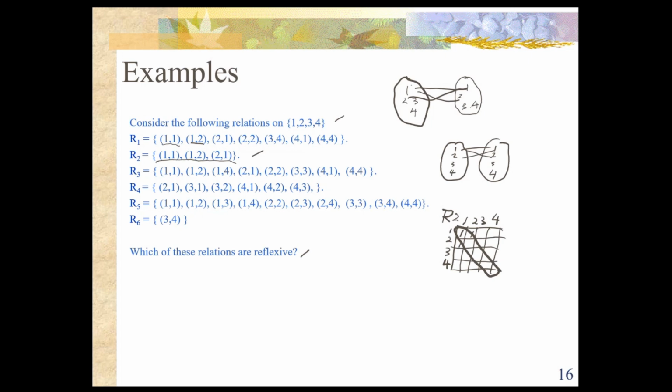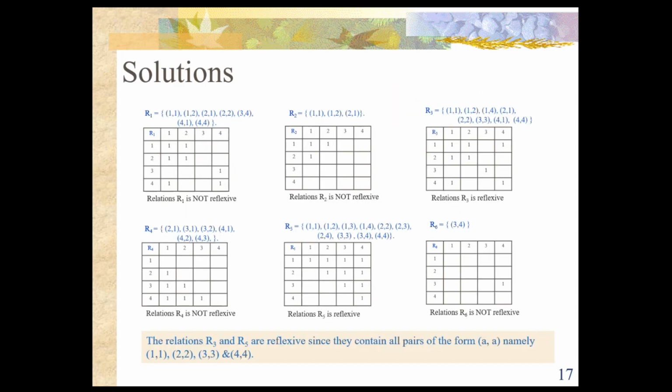So let's look at the solutions for the other relations, R1 to R6. Just now we looked at R2, but we haven't looked at R1, right? For R1, as you can see here, we are just bordered by the diagonal line. You see, there's an absence here, right? So this is not reflexive. We have done this one.